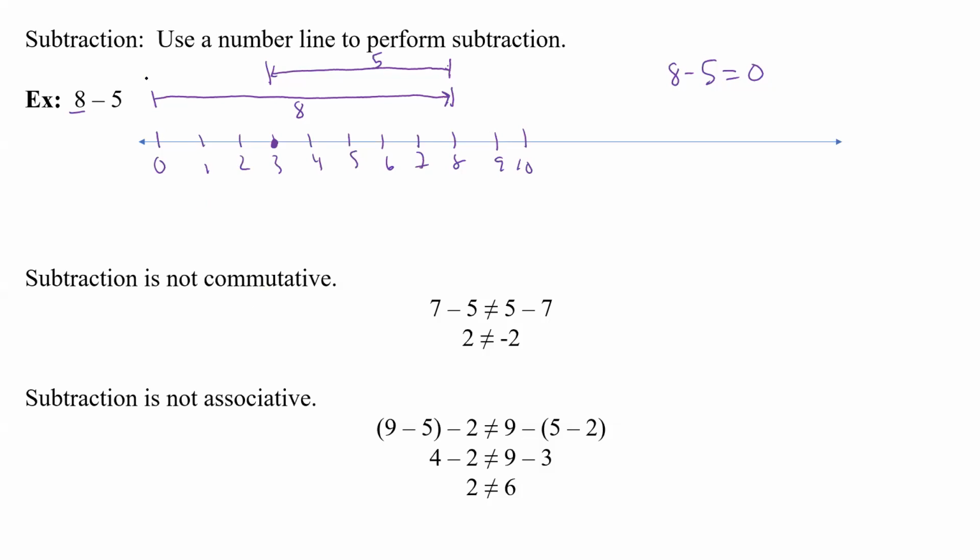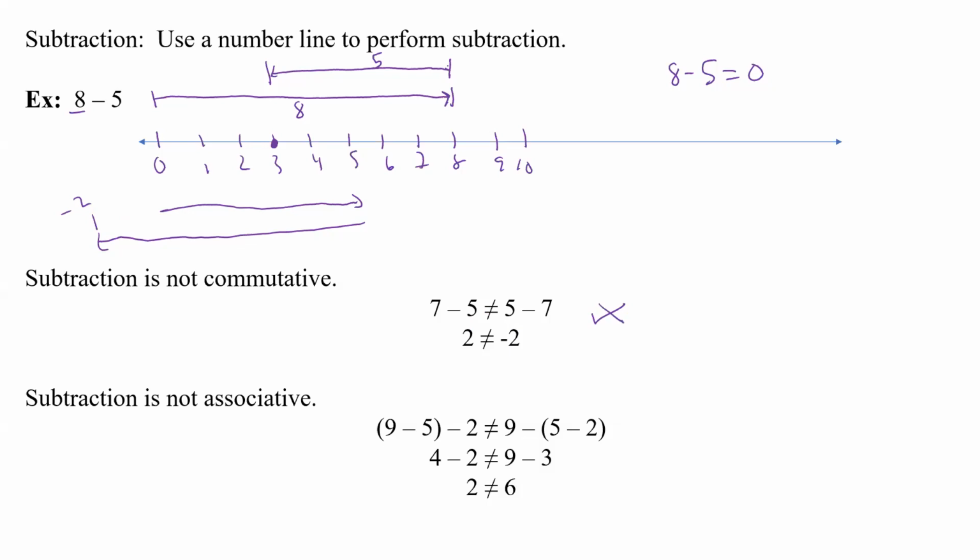Okay. Now with subtraction, there's a couple things that don't work. Subtraction is not commutative. So we can't go and do the commutative property like we did before. And so what that means is we can't say 7 minus 5 is equal to 5 minus 7, because if you think about it, 7 minus 5 is equal to 2. 5 minus 7, well, what happens here is we're starting to get into the negative numbers. So if we've gone here 5, then we go back 7, we're over here at a negative 2. And so those two are not equal. So the commutative property does not work.